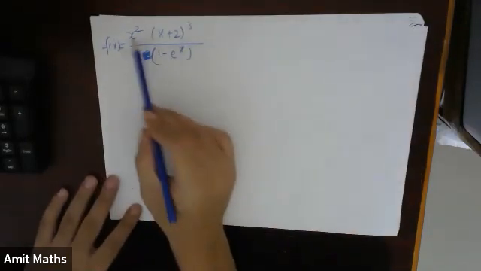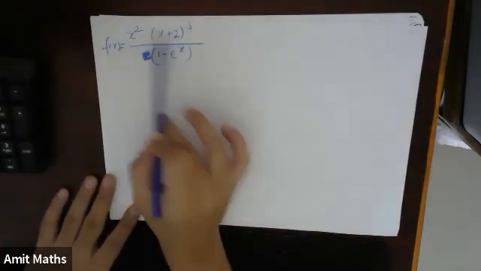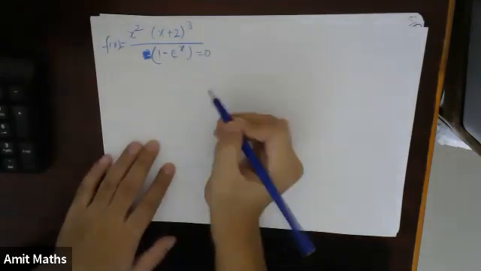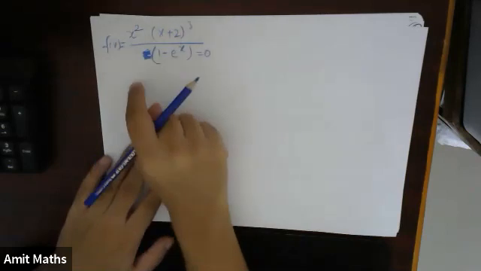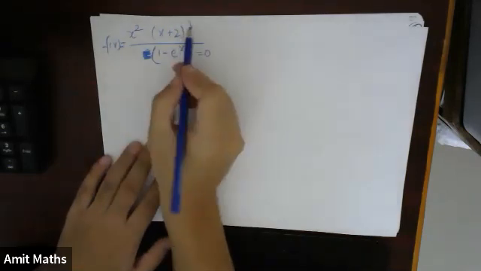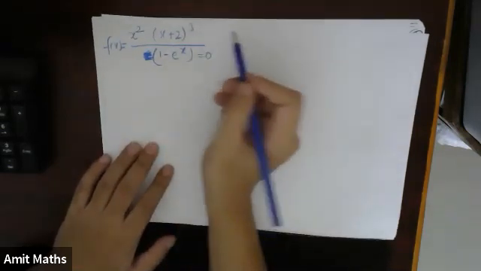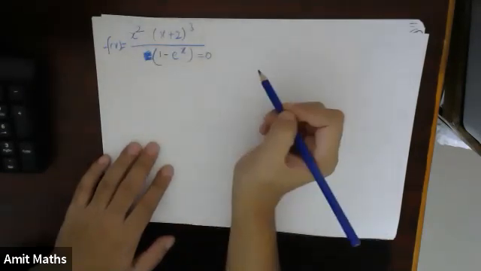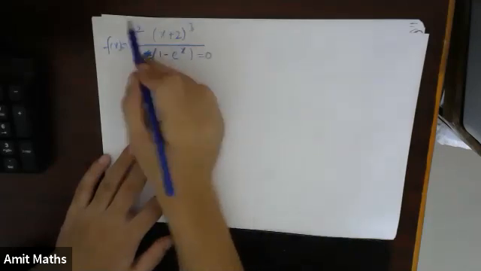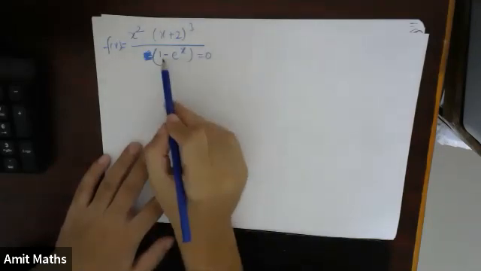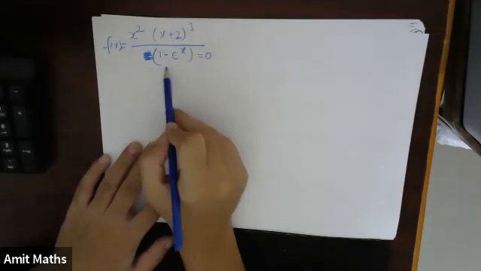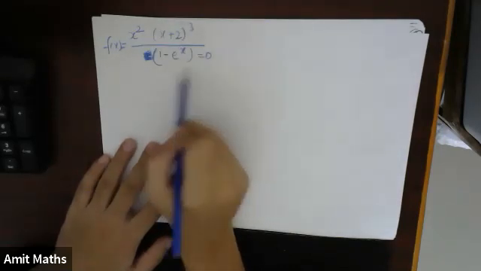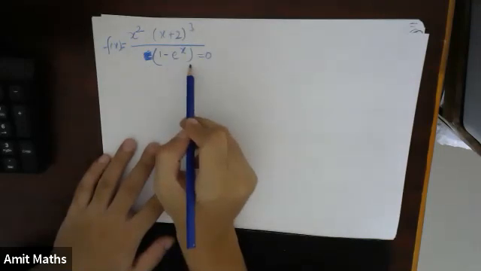Now, any value of x can be taken except the value when this is equal to 0. If there is no under root, then even if it is negative, I don't have any problem, because there is no under root. The only problem I will have is that the denominator should not be equal to 0.